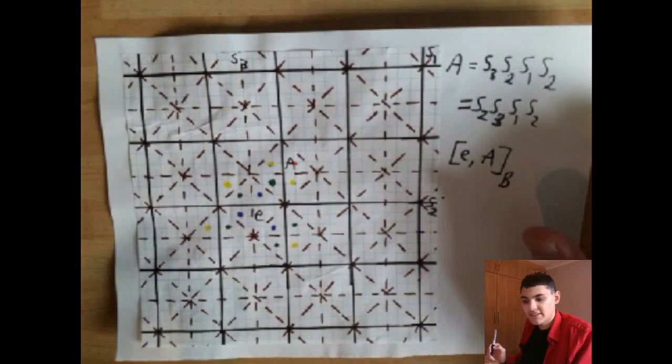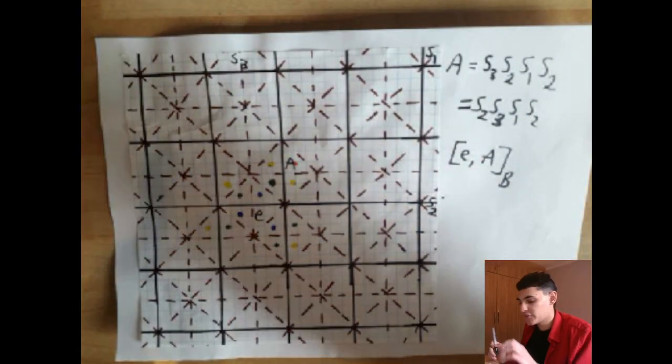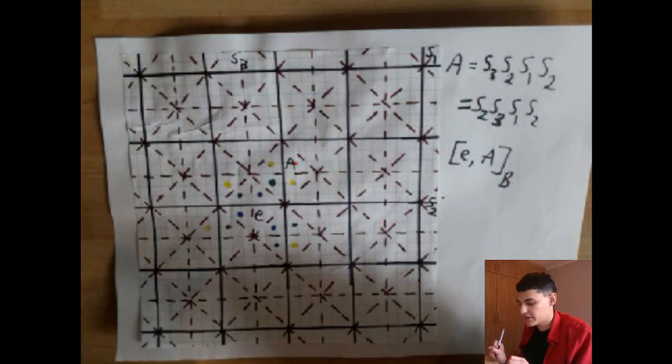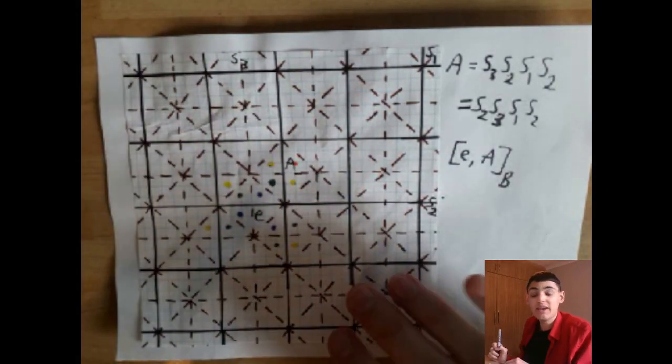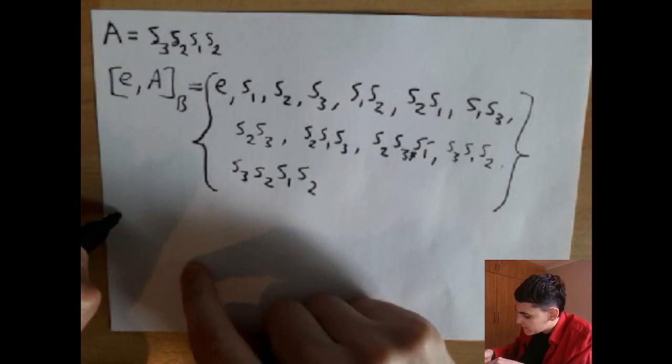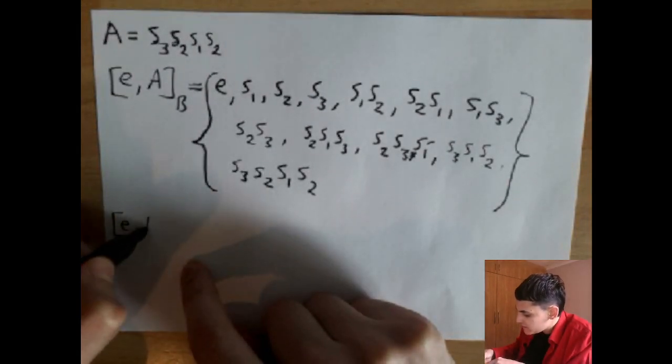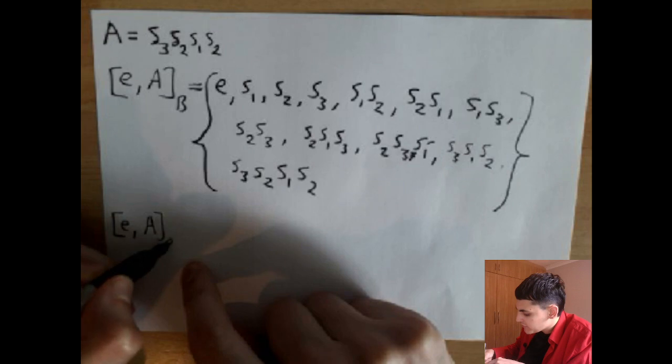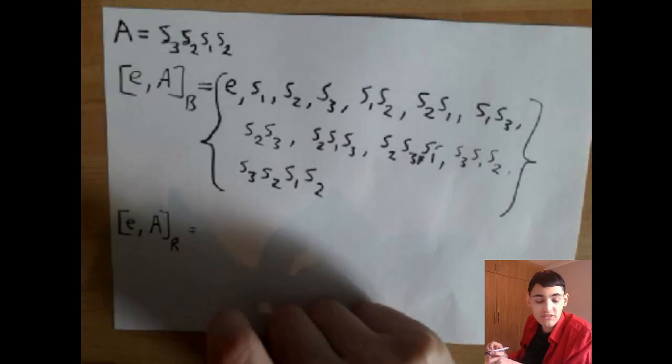Okay, let's now have a look at the weak order. Okay, but on the same interval. Okay, so we'll bring that one back. Okay, so E to A under the right weak order.